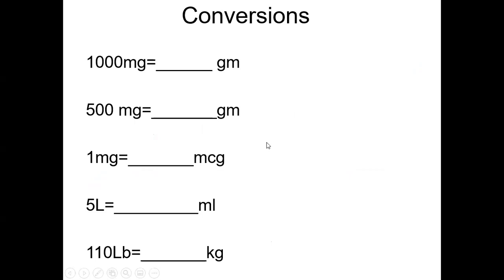All right, let's try it. So now we're going to have 1,000 milligrams, 500 milligrams, 1 milligram, 5 liters, and 110 pounds. So we have 1,000 milligrams and we're going to grams. 500 milligrams, we're going to grams. 1 milligram, we're going to micrograms. 5 liters, we're going to milliliters. And 110 pounds, we're going to kilograms.